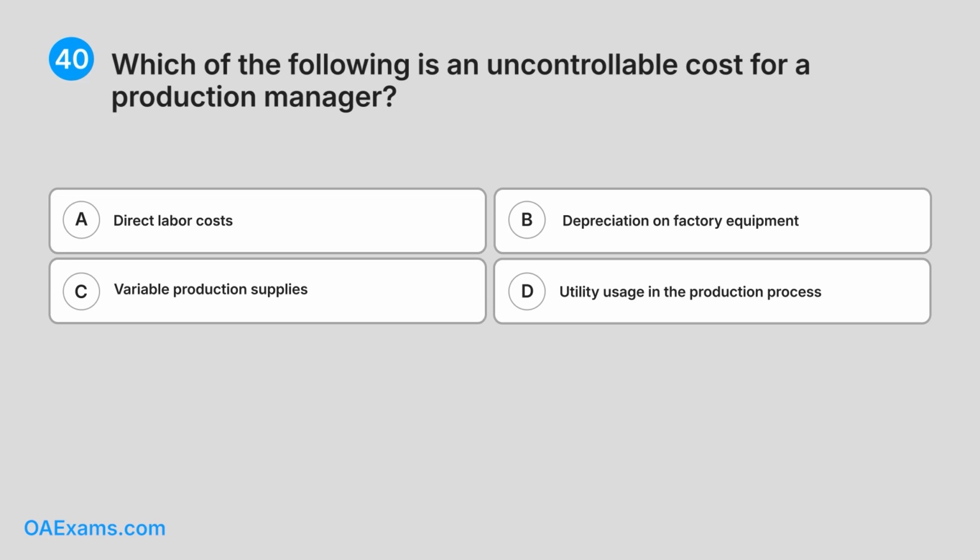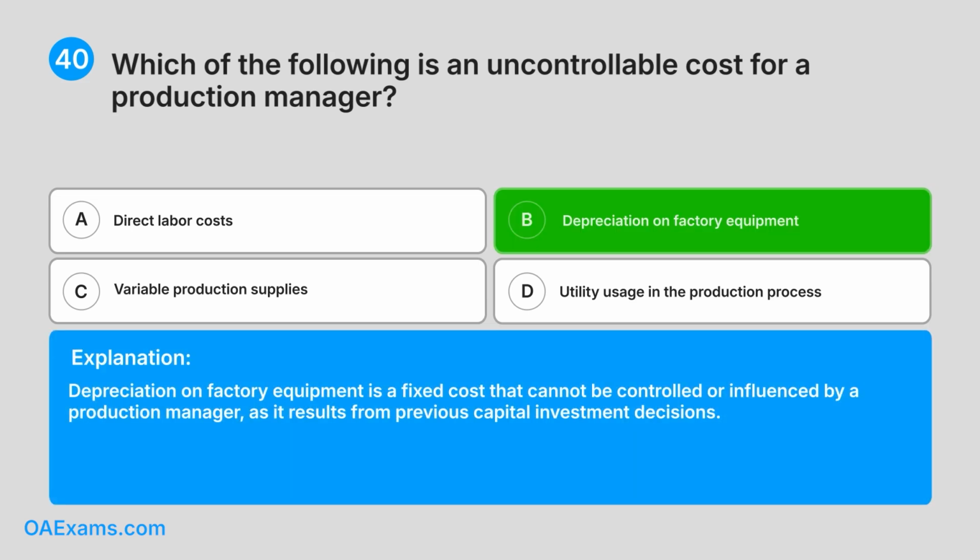Correct answer. B. Explanation. Depreciation on factory equipment is a fixed cost that cannot be controlled or influenced by a production manager, as it results from previous capital investment decisions.